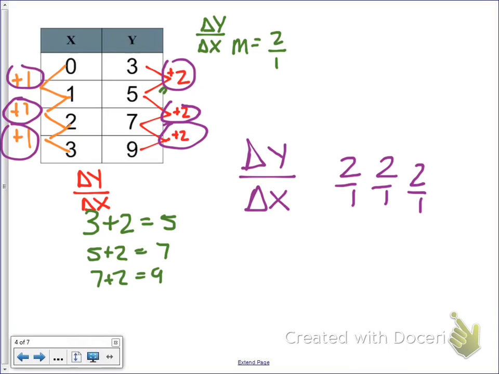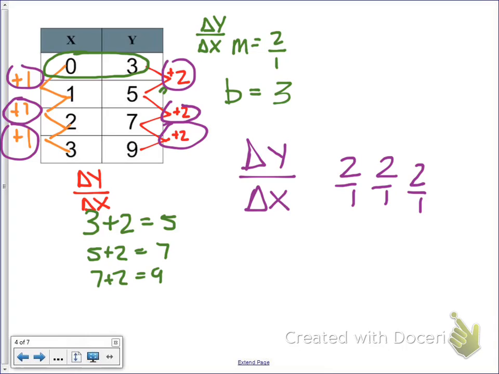Remember, it's the change in y over the change in x. We just found the changes in y between each number, which was 2, and the changes in x between each number, which was 1. So we have our slope, but the other important thing we need to know is our y-intercept. That means x has to be 0. Whenever we find the value of y, x has to equal 0. So I notice that my y-intercept is going to be 3.